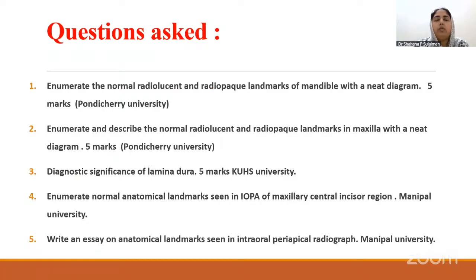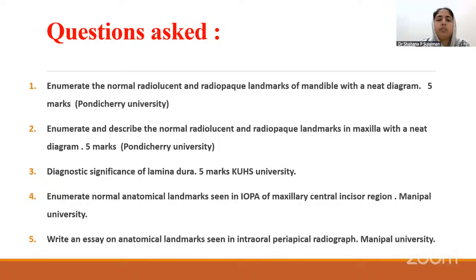Now we'll move on to the questions that have been frequently asked from this topic. Mainly in Pondicherry University, there are questions like enumerate the normal radiolucent and radiopaque landmarks of the mandible with a neat diagram, asked for 5 marks. Similarly, the maxilla has also been asked. Whenever the question is to enumerate the landmarks, you just have to list out the landmarks with a neat diagram. But when the question is to enumerate and describe, then you have to name the anatomical landmark and also give a description with a neat diagram.